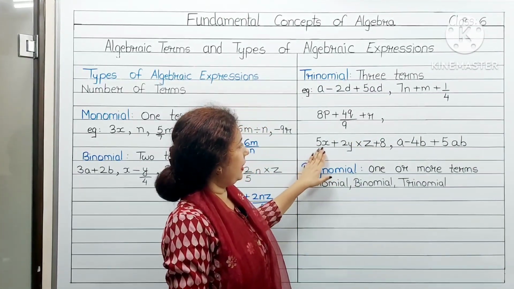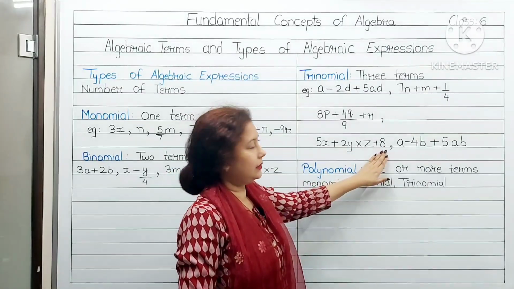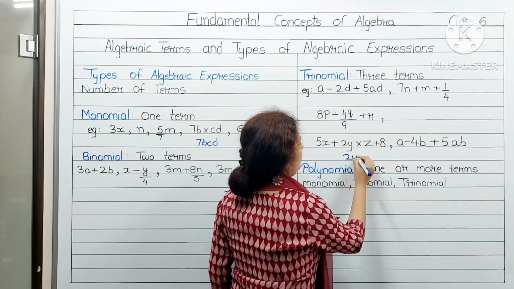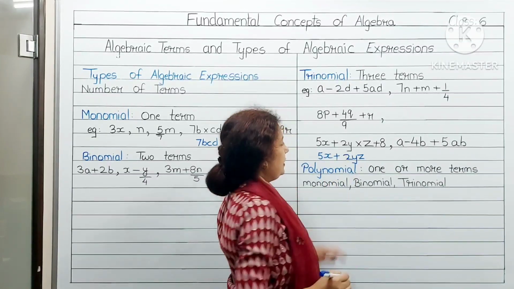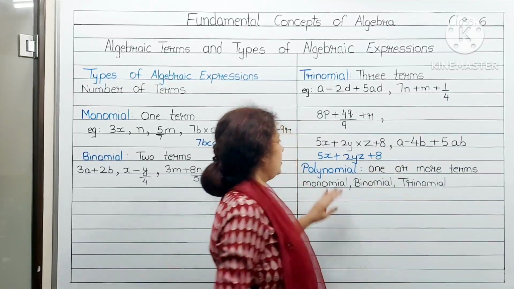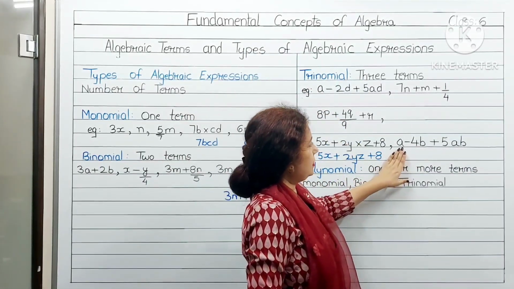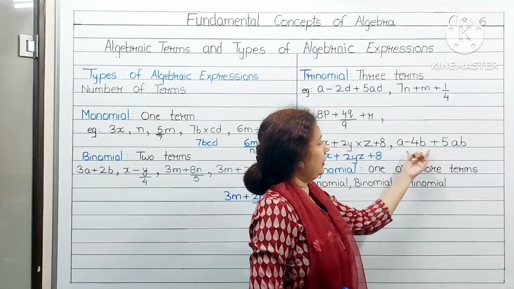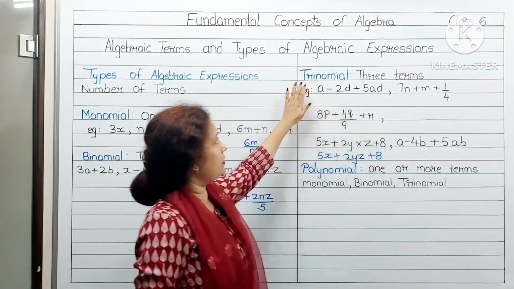Next example, 5x plus 2y into z plus 8. Now here 2y into z is nothing but 2yz. So here the first term is 5x, the second term is 2yz and the third term is 8. So again this is a trinomial example. Next is a minus 4b plus 5ab. Again, this algebraic expression consists of 3 terms. So it is trinomial.